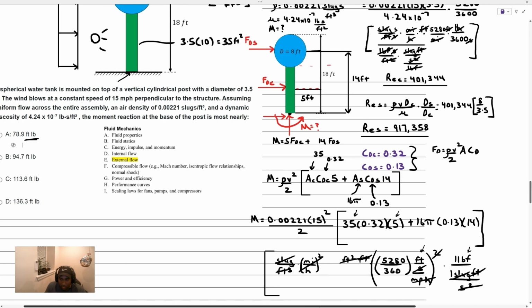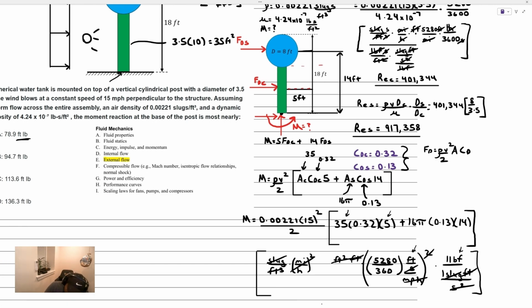All we have to do is multiply our answer by 5,280 over 3,600 squared. If we go ahead and plug into this relationship, what we end up getting is that the moment at that base is 78.9 foot-pounds, and that is foot-pound force.